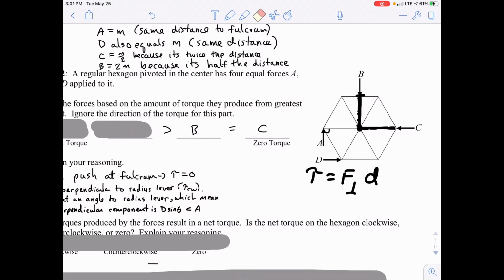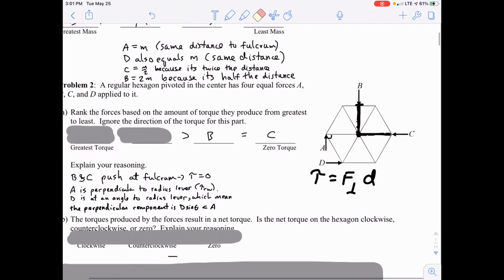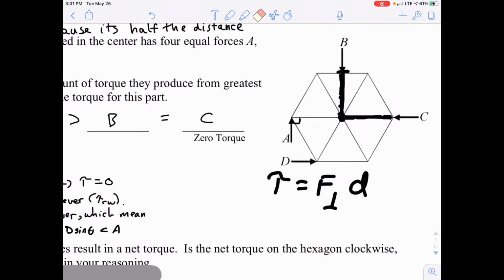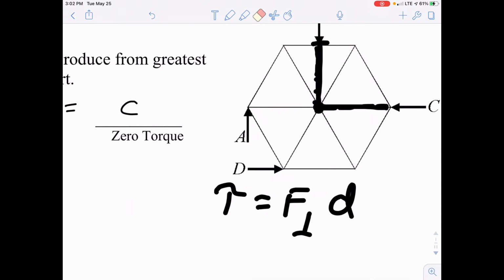Now, if we look at A and D, A is actually going to be the most. If you notice, it's producing a force that's perpendicular to this lever right here. That means that's the greatest amount of torque because it's already a perpendicular force. Whereas D, here's the lever, and you can see the force is coming in at an angle to the lever.